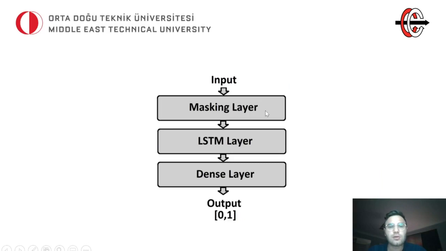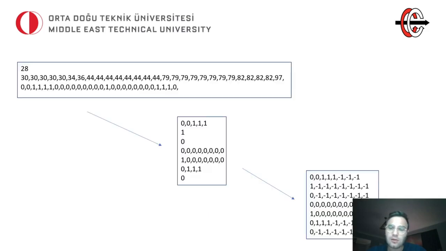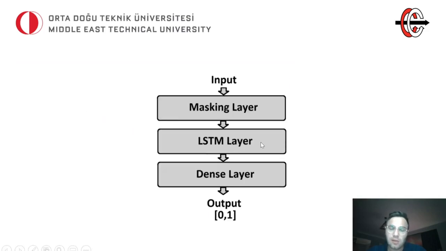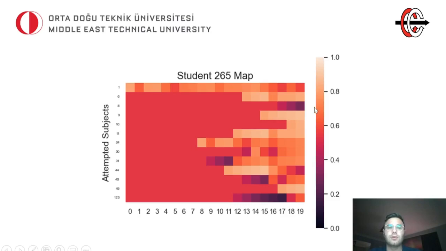After the model takes input, the masking layer ignores the -1 values, and we are simply working with this data. The LSTM layer predicts the next question, the probability of that question being answered right, and it goes into the dense layer, and the dense layer produces an output between 0 and 1. The outputs can be visualized as follows.